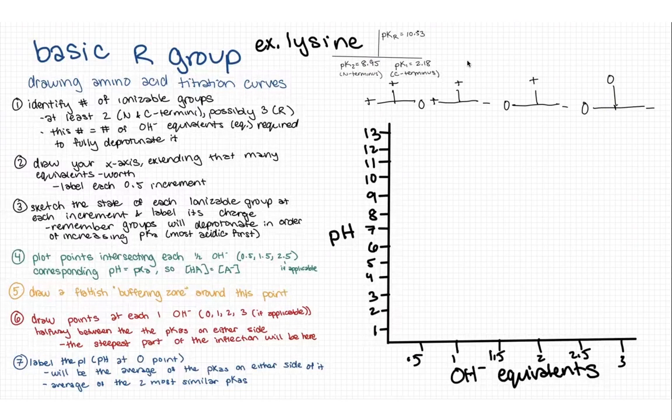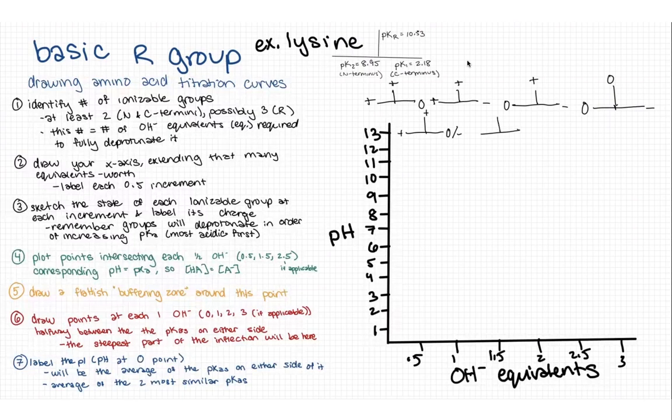Now let's go ahead and think about what happens halfway in between each of these points. And remember, when we're talking about halfway in between each of these, we're talking about the points at which we have the pKa values. So in this case, if you're halfway between your 0 and 1 equivalent, you're going to have half of your C-terminus be deprotonated and half of it be protonated. The other 2 groups are going to be fully protonated.